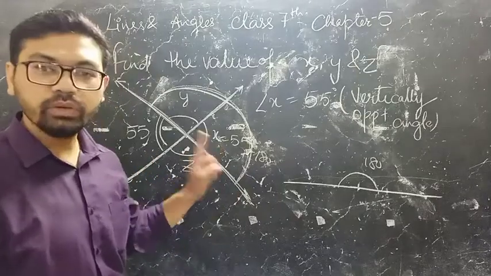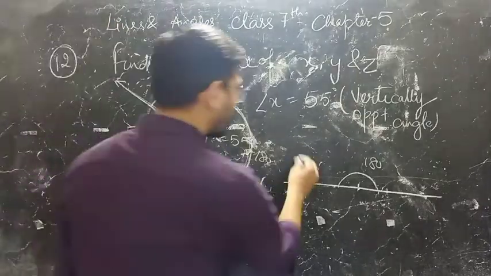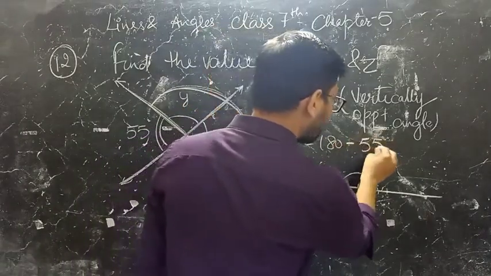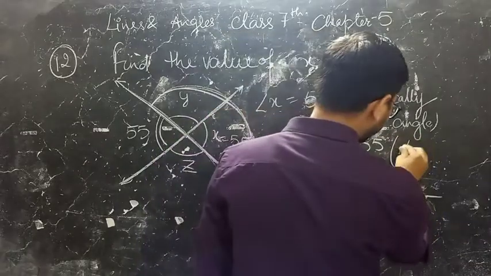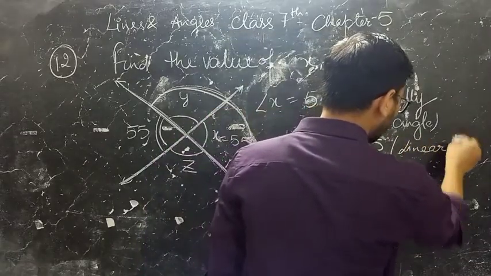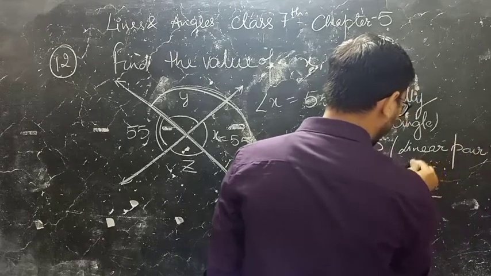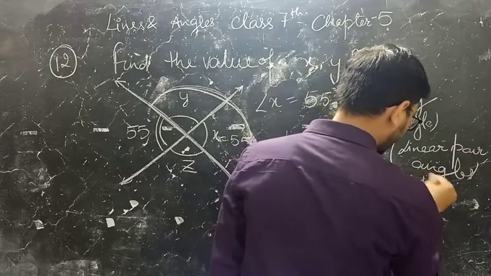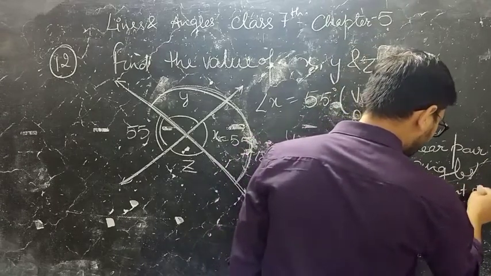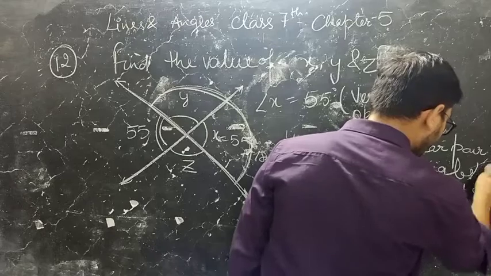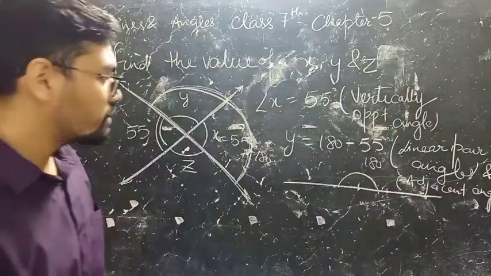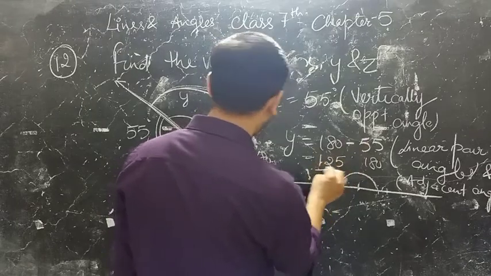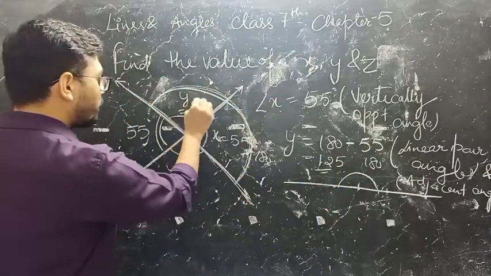This angle is given to you as 55, so you can write y is equal to 180 minus 55. The reason is linear pair angles, or adjacent angles. These are a linear pair as well as adjacent to each other. So 180 minus 55: 5, 7 minus 5 is 2, gives 125 degrees. So the value of y is 125 degrees.